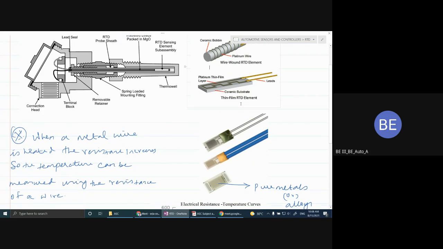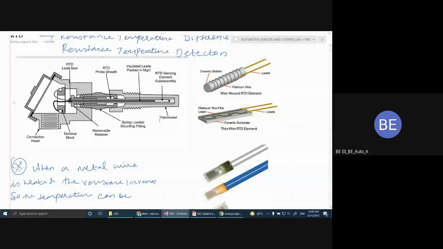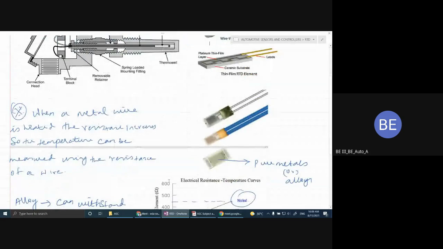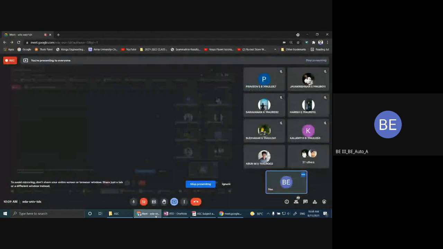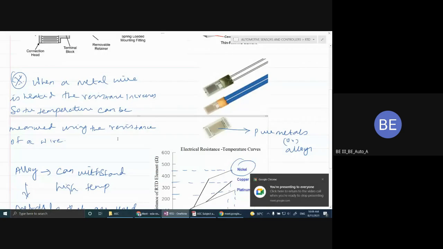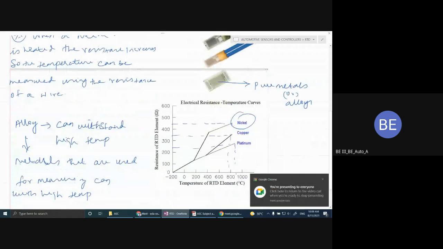So where is this RTD mainly used? Tell me. Raja, am I audible? Yes, sir. Tell me where this RTD is mainly used. It is used for measuring temperature.